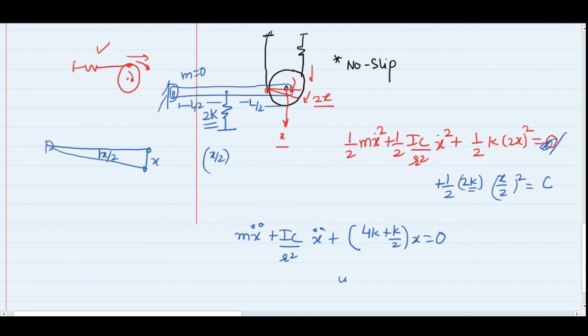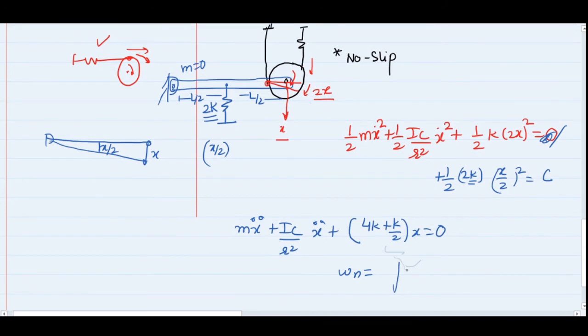And when I take the natural frequency, my natural frequency will become the square root of (4k plus k by 2) divided by 3m by 2, because I can replace the Ic as half m r square. So I will get this expression, and when I rearrange them, it is coming out to be 3k by m. So this was a problem for 2 marks in the GATE examination.